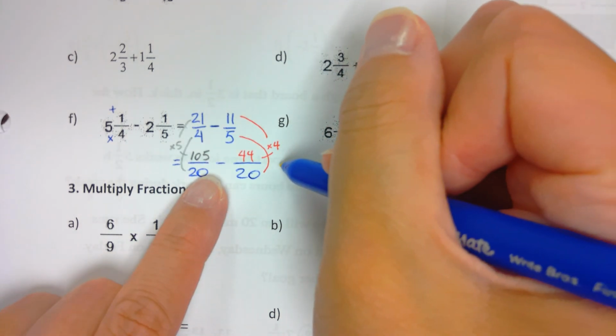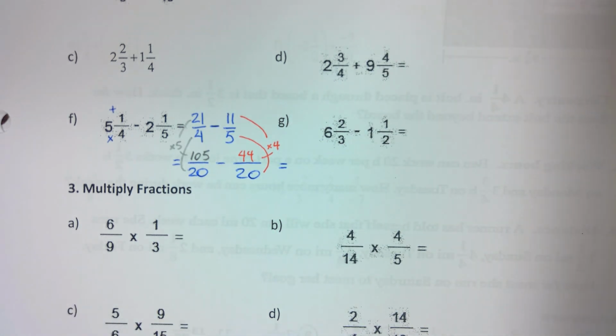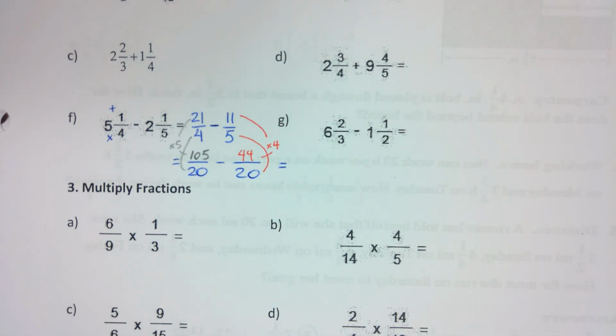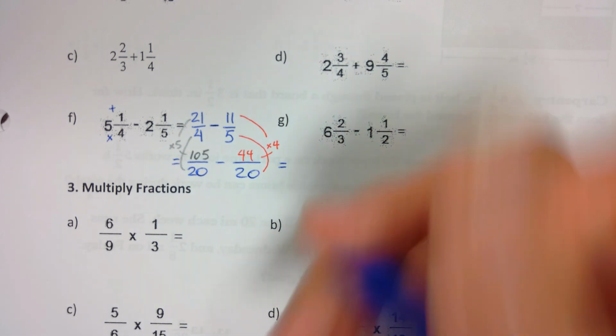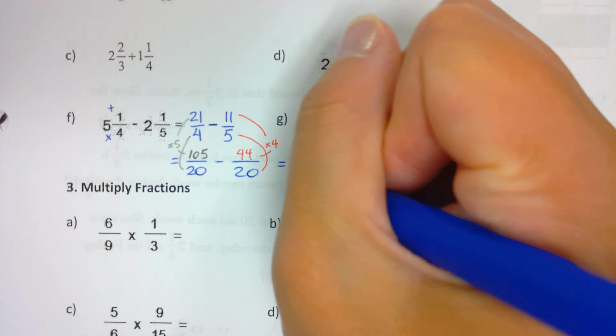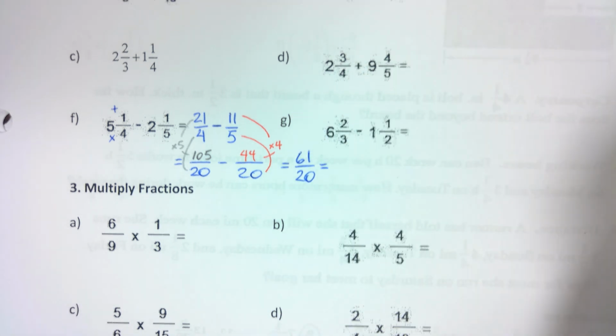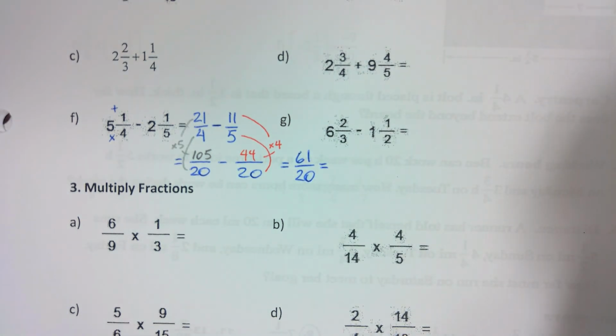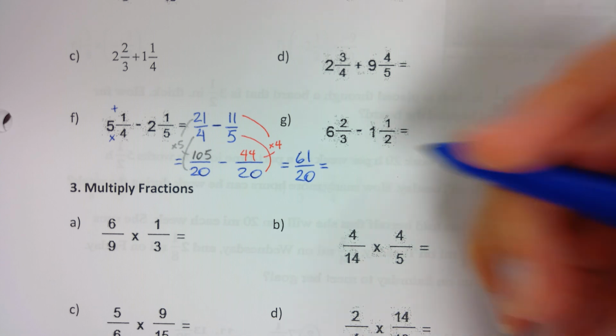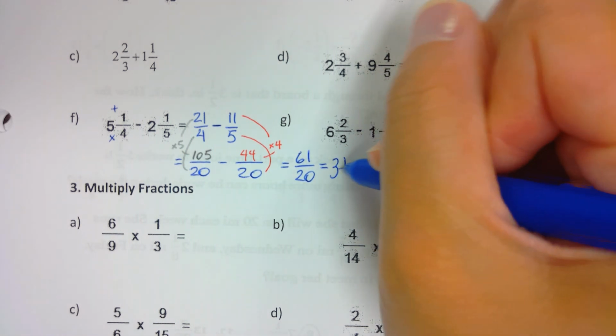Okay. So now I can simply do 105 minus 44. 105 minus 44, you get 61 over 20, which is the equivalent of what? Abadar? 3 1 over 20. Perfect.